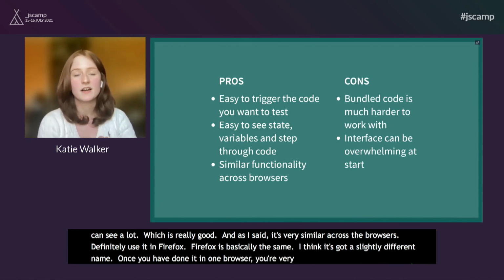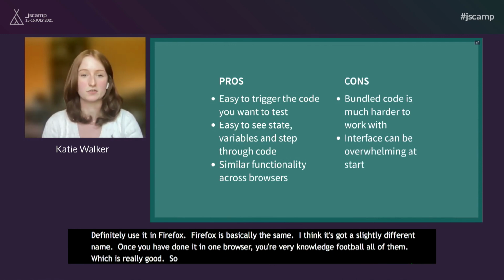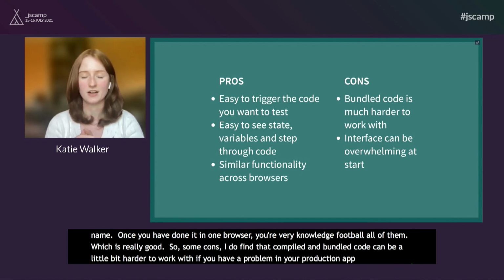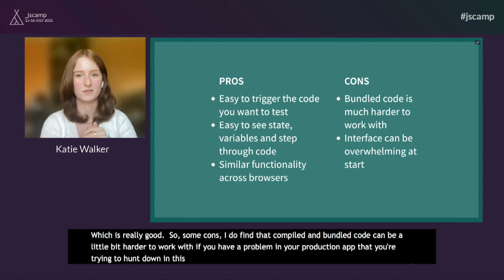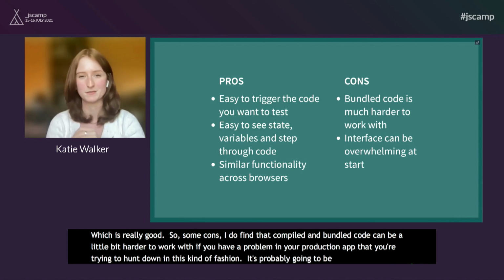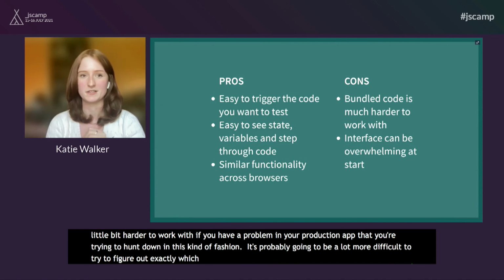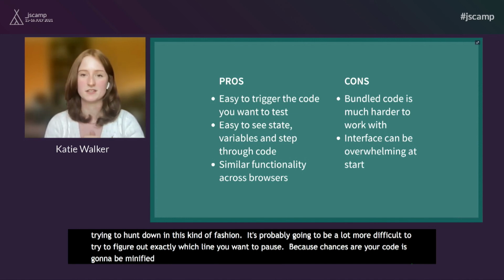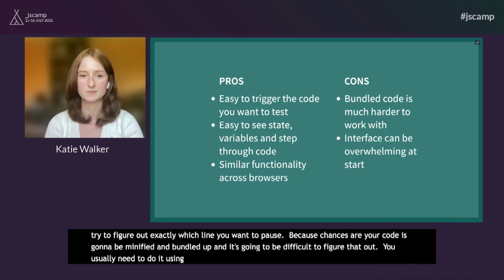So, some cons. I do find that compiled and bundled code can be a lot harder to work with if you've got a problem in your production app that you're trying to hunt down in this fashion. It's going to be a lot more difficult to figure out exactly which line you want to pause on, because chances are your code is going to be minified and bundled up. So you usually need to do it using your dev environment, where it's not being bundled up yet.